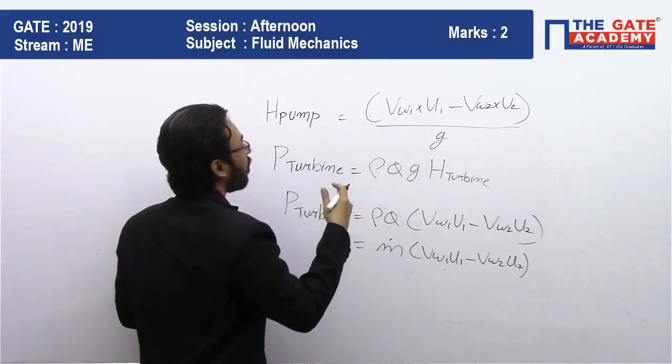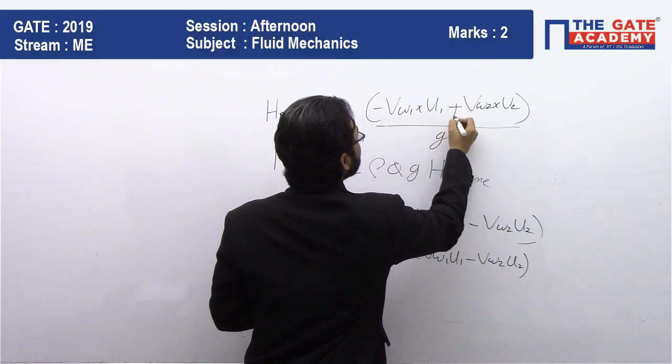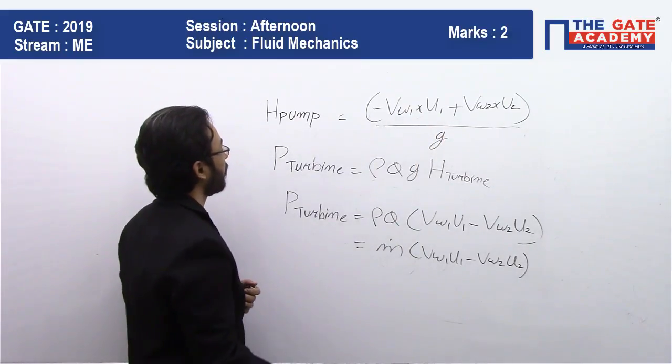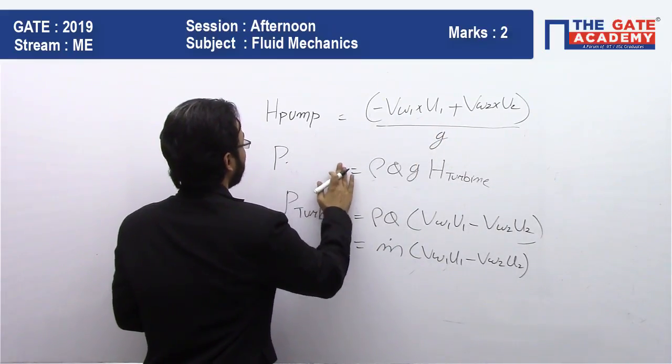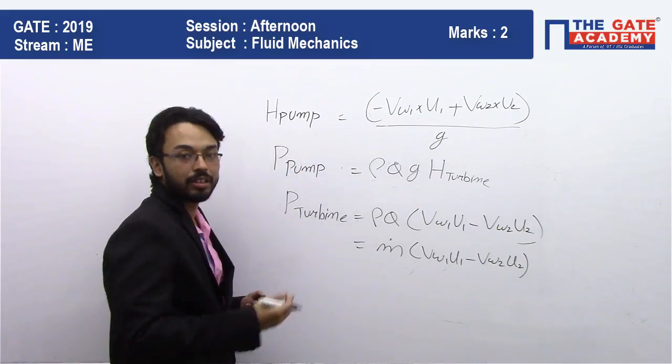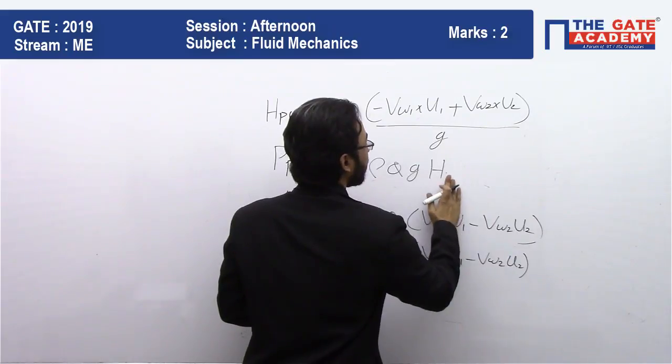Just because the opposite happens, we are going to add a minus. That's it. That is VW2 U2 minus VW1 U1. And then this becomes the power of the pump. That is the power given to the pump.